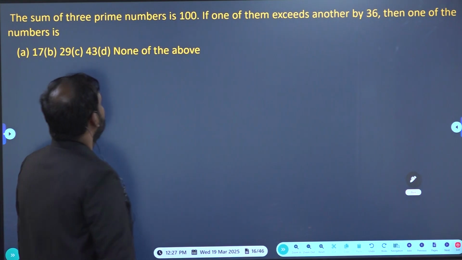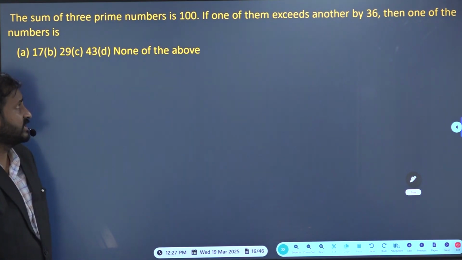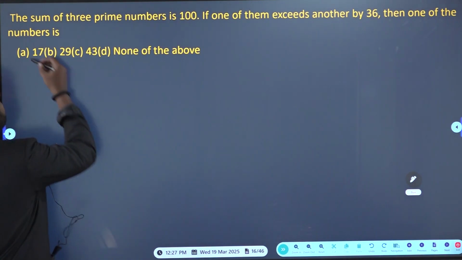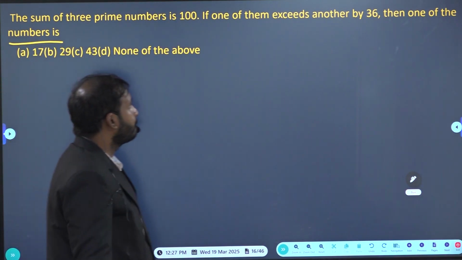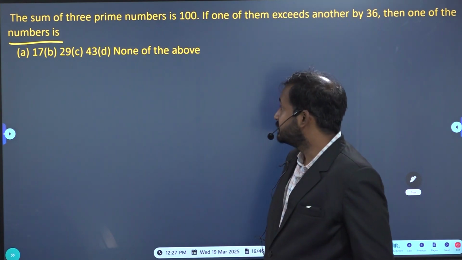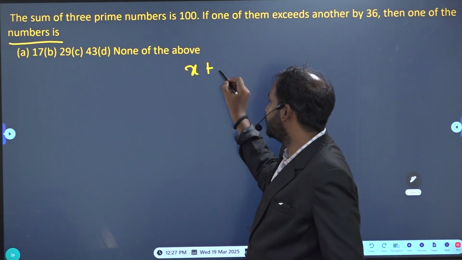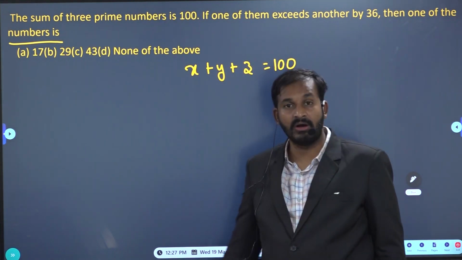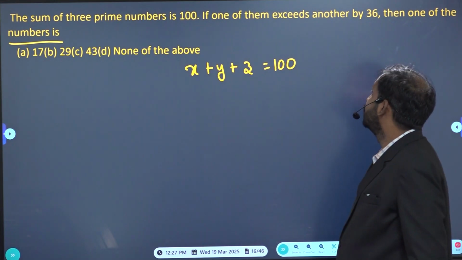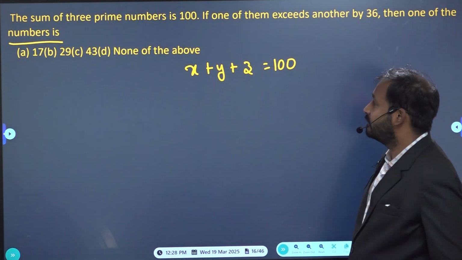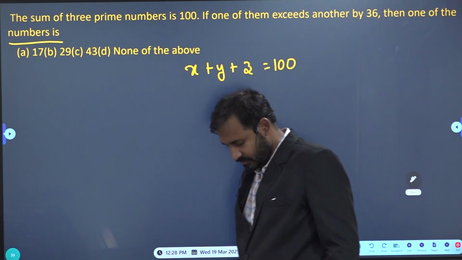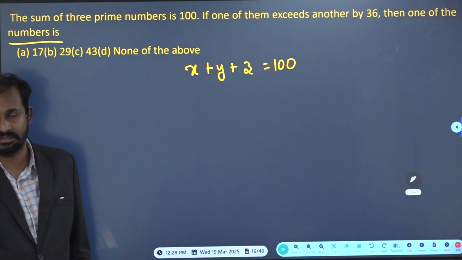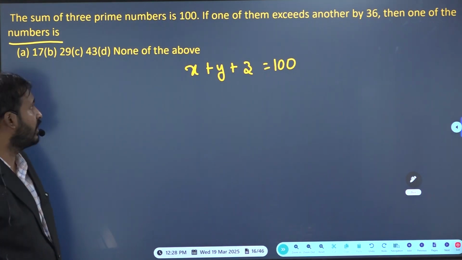No. Okay, the sum of three prime numbers is 100. If one of them exceeds another by 36, then one of the numbers is. Now what they are telling us is the sum of three prime numbers x plus y plus z is 100. All three numbers should be prime numbers. If one exceeds the other by 36, then what is the number? Now we can do it with option verification also. There is nothing wrong in that. But we will see what will happen.